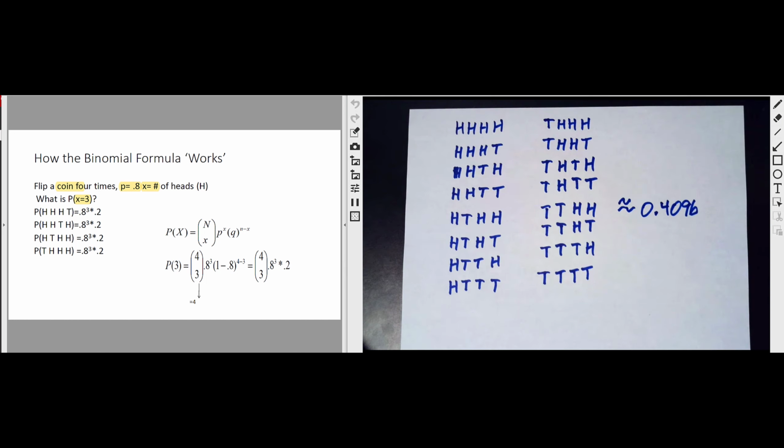Okay, so we've got 0.4096 as the approximate probability of getting 3 heads out of 4 tosses.